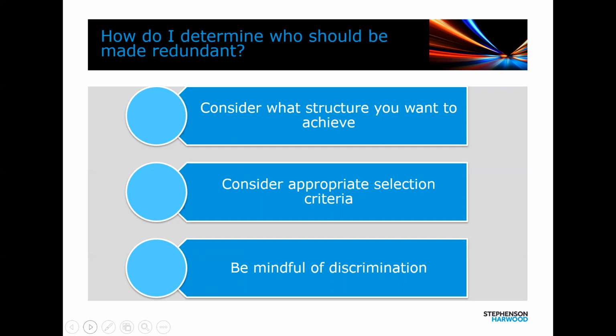Employers must select employees for redundancy in a fair way and be sure not to discriminate against any individuals based on, for example, their childcare obligations, their proximity to retirement, or the fact that they work part-time. During the coronavirus pandemic, employers must not select employees for redundancy simply because they're shielding or they're furloughed. That's very relevant at this time.